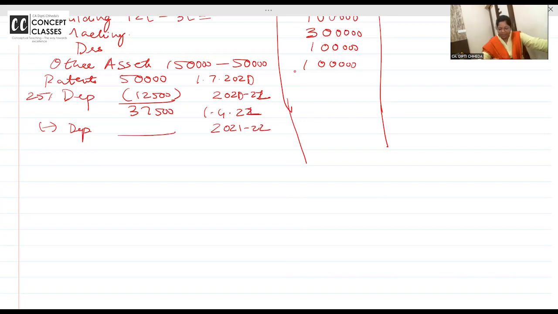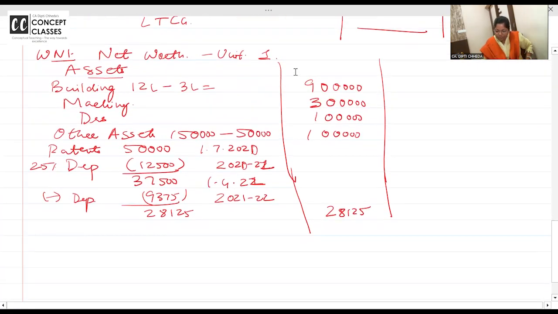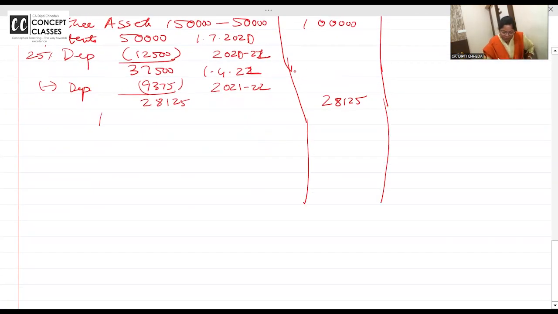Can you tell me 25% of 37,500? 37,500 into 25%. Yes, faster than me. So what is today's value? Am I doing it correct? What is the correct value of the patent? 28,125. Should I take it here? Yes. Take 28,125. Now just find the total of the assets transferred.